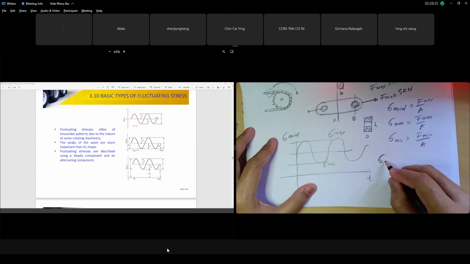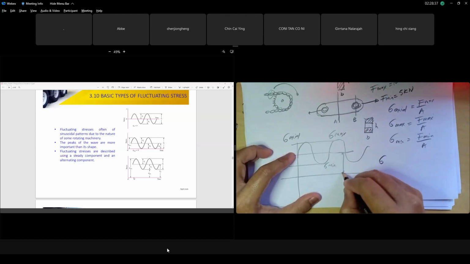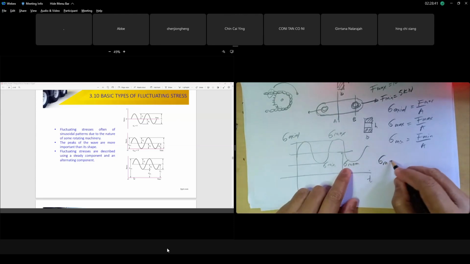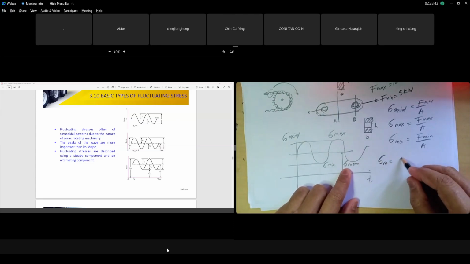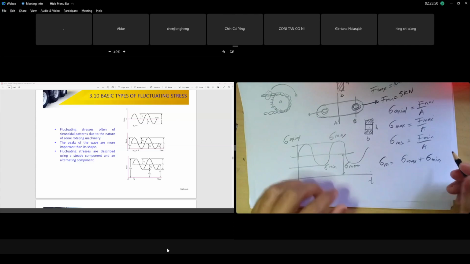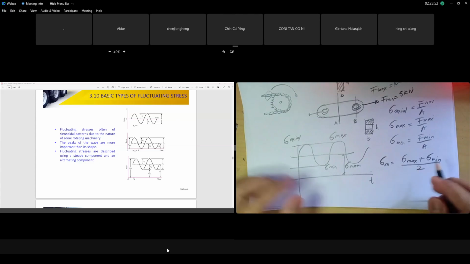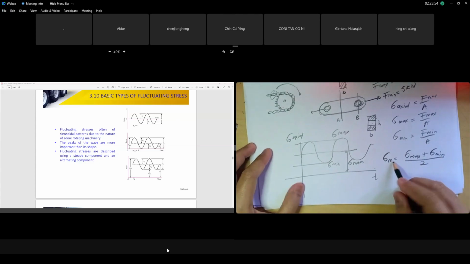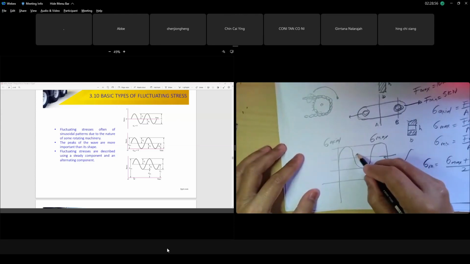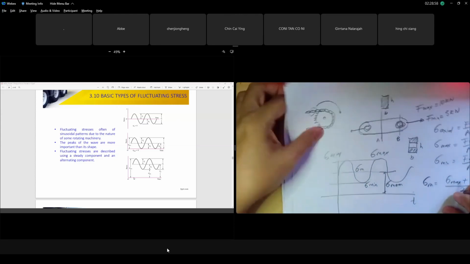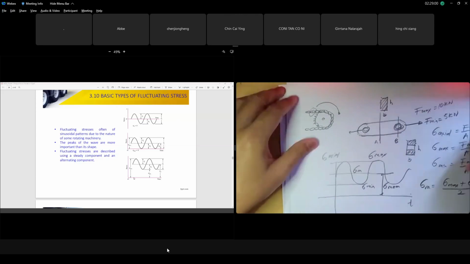Class, are you with me? What is your sigma mean? Class, sigma mean. Sigma M, M is mean. Sigma mean is your sigma max plus sigma minimum, over 2. Mean is average, the middle. This is sigma mean. Class, clear or not? Hello, class.